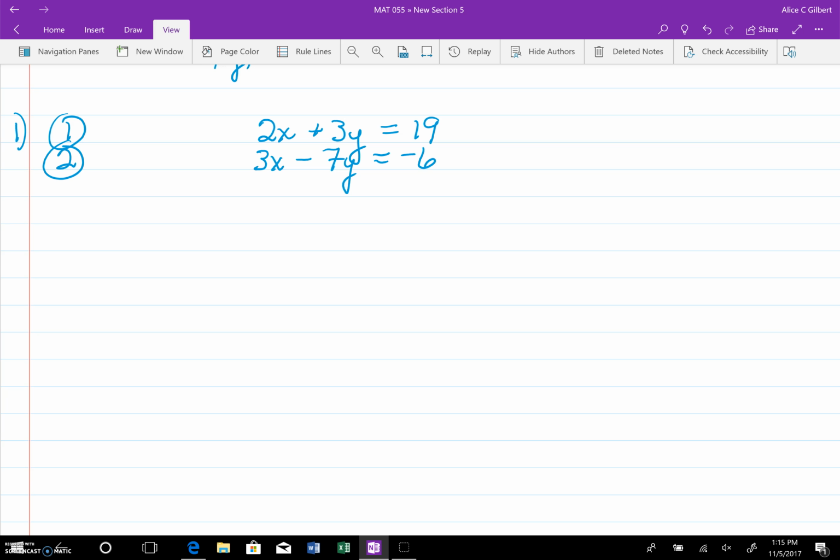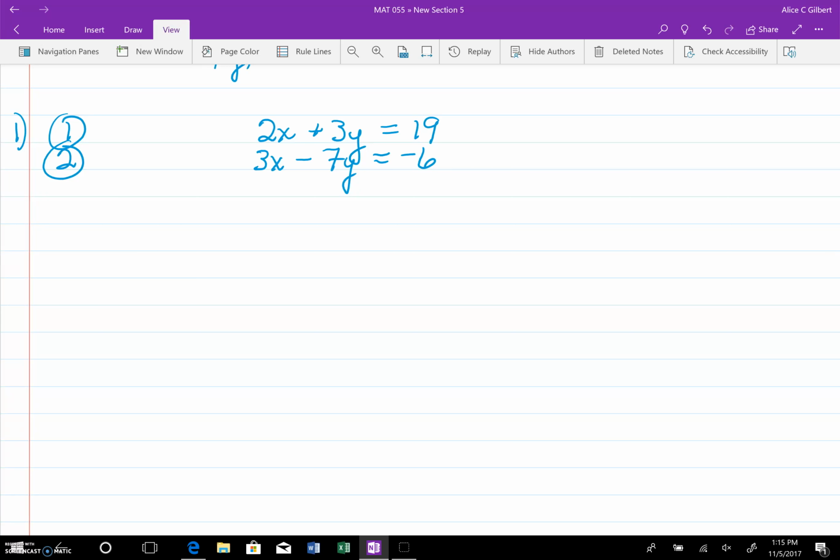So I'm going to have to do some manipulation of equations here. So first I'm going to see where signs are opposite. Well, I've got a positive 3y and a negative 7y. So that's a possibility of getting rid of the y.